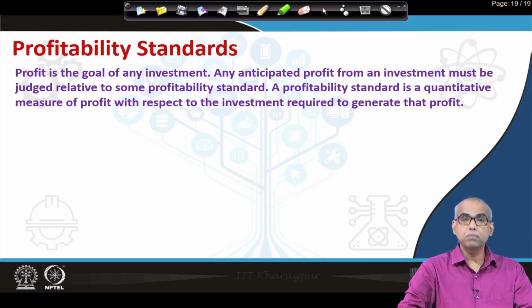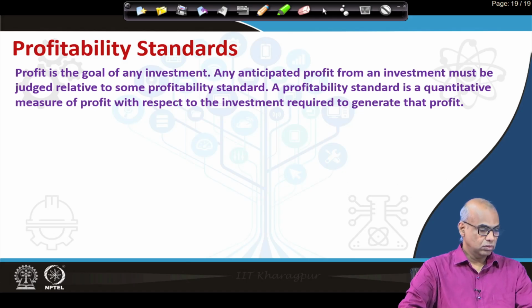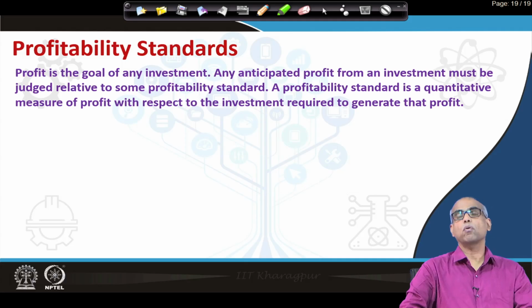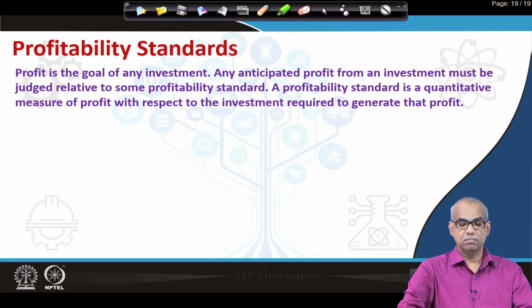Now, we will talk about profitability standards. When you measure profitability, I have to evaluate the profitability against some known standards. So, I have to fix certain standards. So, what are my standards for profitability? Profit is the goal of any investment. Any anticipated profit from an investment must be judged relative to some profitability standard. A profitability standard is a quantitative measure of profit with respect to the investment required to generate that profit.